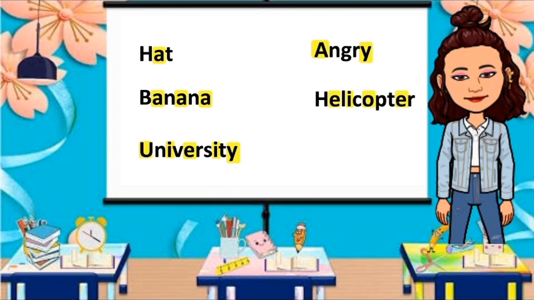University. University has five vowels, so it has five syllables. University. The last example is basket. There are two syllables. Basket.